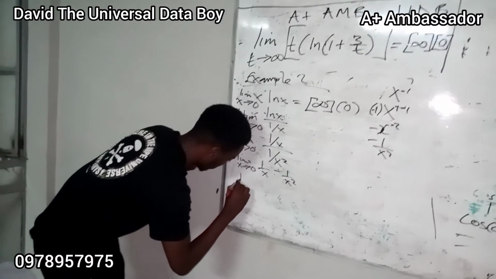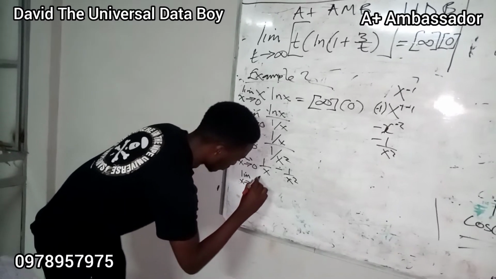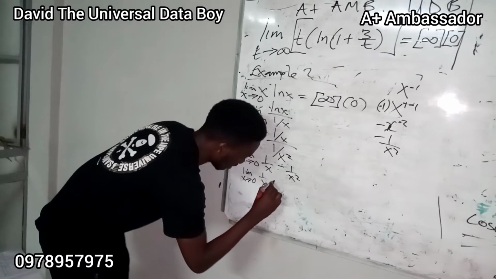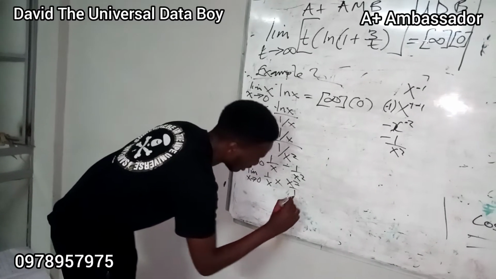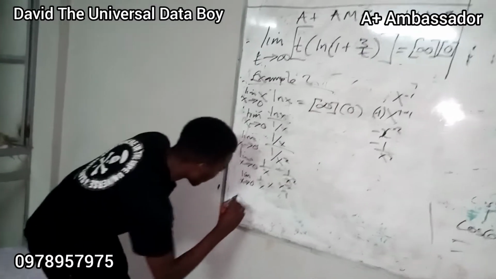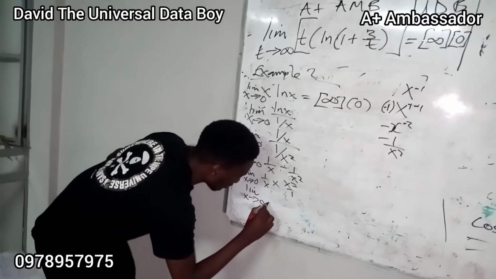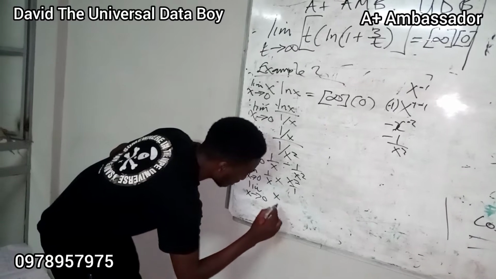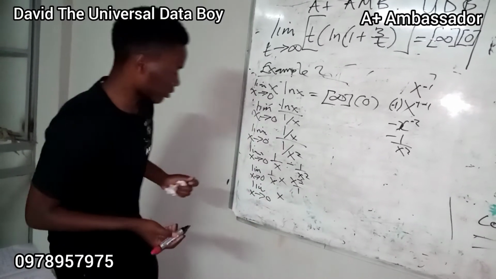So now we're going to have the limit as x approaches 0 of 1 over x times x squared over 1, because this one goes to the top. And then we're going to have the limit as x approaches 0 of x, because the 1 over x will cancel there, the x will go out, and I'm going to remain with x on the top.